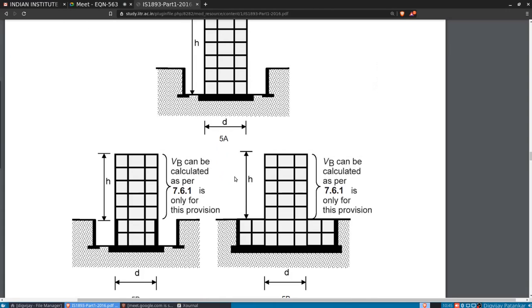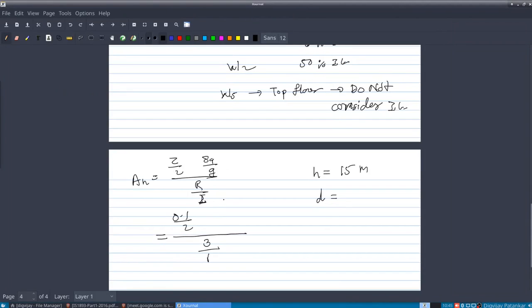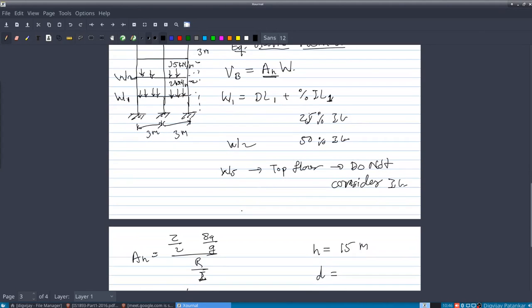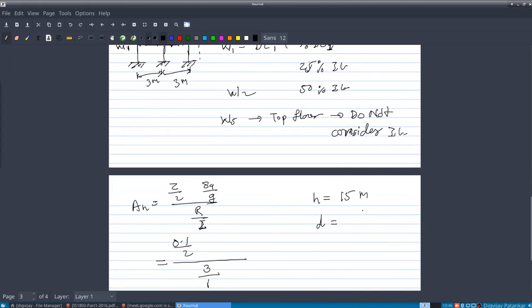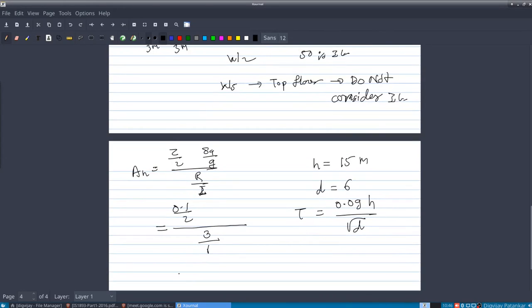So this kind of structure we have, and I have not provided you with the dimension here. So this, let us say 3 meter itself. So now what is the base dimension D? 6. 6, correct. So T will be equal to 0.09 H upon root D. Whatever this T is, find out that T, and based on that T, now we will find out.